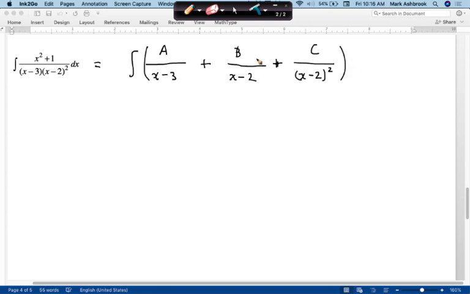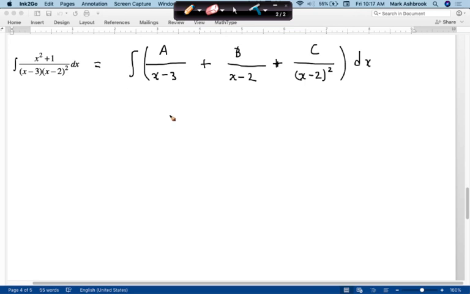All right, it won't always be just constant A, B, and C. We'll see in the next problem when it's not. But in general, these are all linear factors. X minus 3 is linear. X minus 2 is linear. And this is still x minus 2. It's squared, but it's still considered a linear term, just to a power. So whenever you have a linear term in the denominator, you use a constant in the numerator. All right? And we'll talk about more of that on the next example.